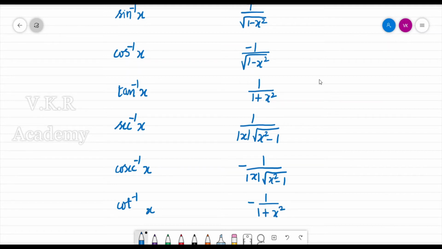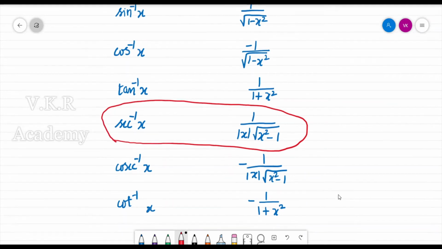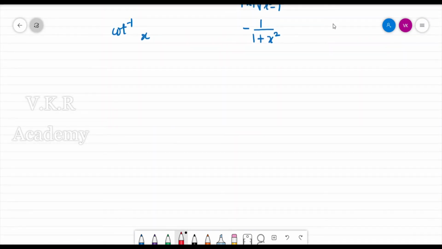In this lecture, let's prove a particular formula, one formula. The rest follow similarly, which you can try independently. Now, in this lecture, let's prove the derivative of secant inverse x. So, our aim is to find d by dx of secant inverse of x.